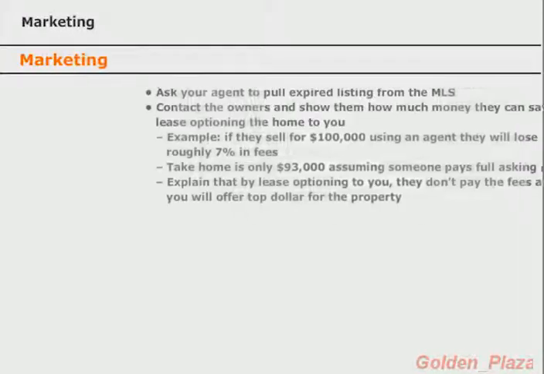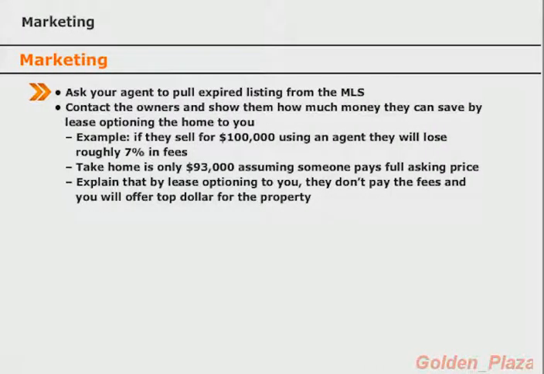Another great idea is if you happen to have a good agent on your power team, ask them to log into their MLS account and search for expired listings that meet your investment criteria. Then contact the owners of the expired homes and tell them that through a lease option, you can get their home sold quickly. When you talk to these folks, focus on the amount of money they will save by entering into a lease option with you.